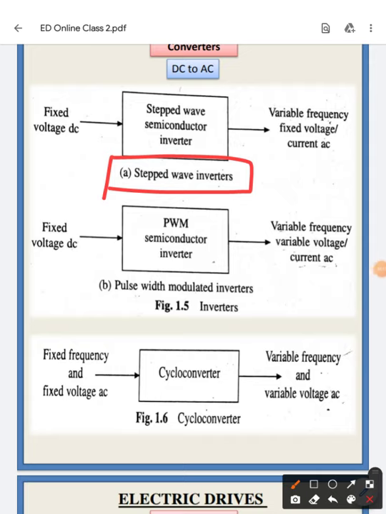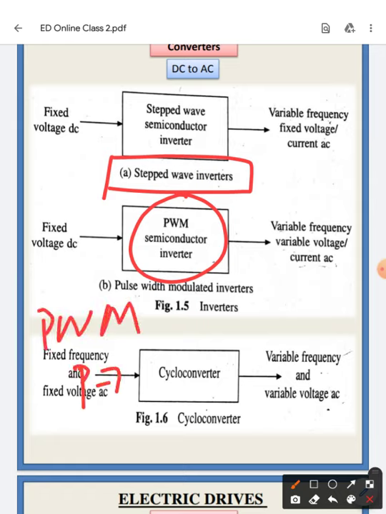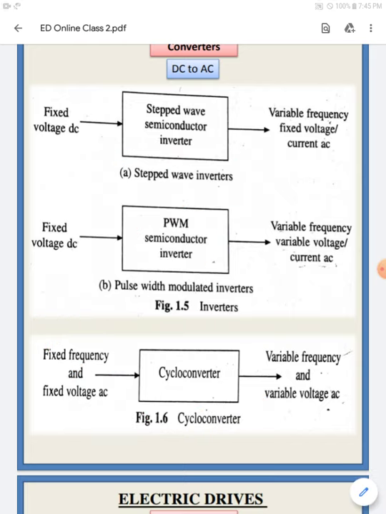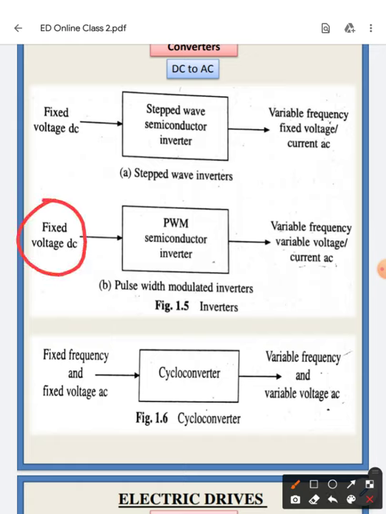This is one case. Next, you can also go for the PWM inverter or semiconductor inverter. What is the full form of PWM? P stands for pulse, W stands for width, M stands for modulation. Pulse width modulation. So you can use pulse width modulation techniques to generate variable frequency, variable voltage AC current from the fixed DC input voltage.